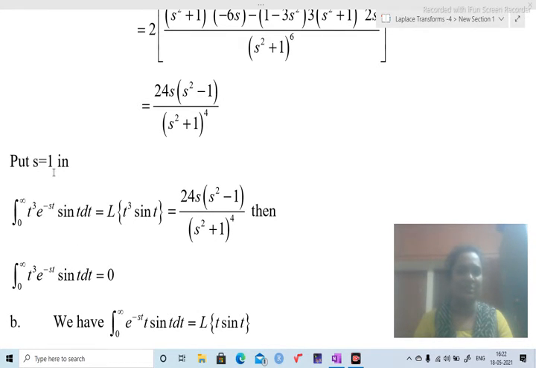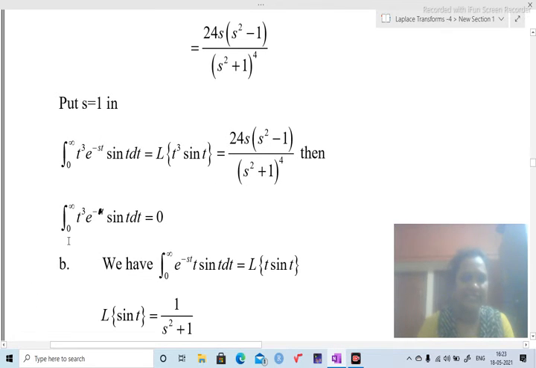That's why I am going to put s equal to 1. S equal to 1 means 1 square minus 1 is 0. 0 into anything equals 0. That is, the integration from 0 to infinity of t cubed into e power minus t sin t dt equals 0.